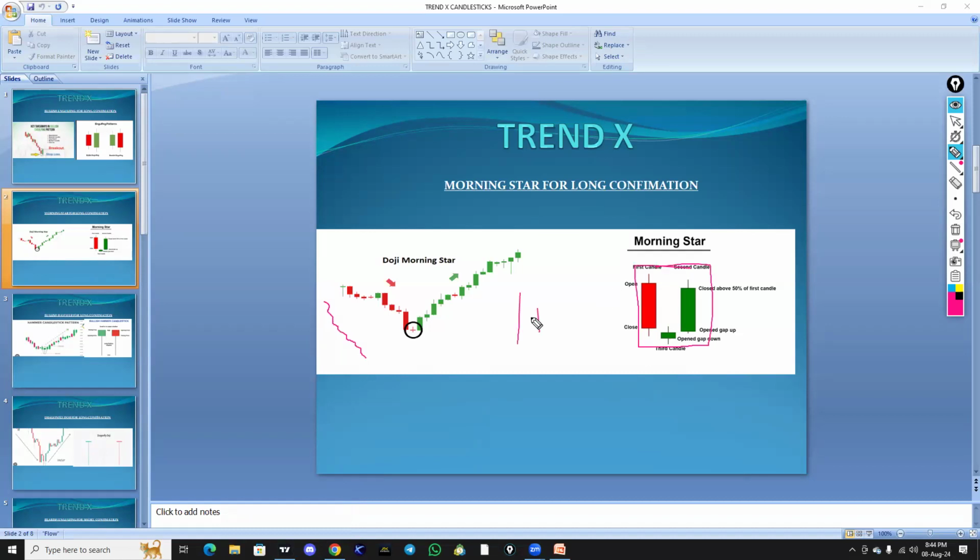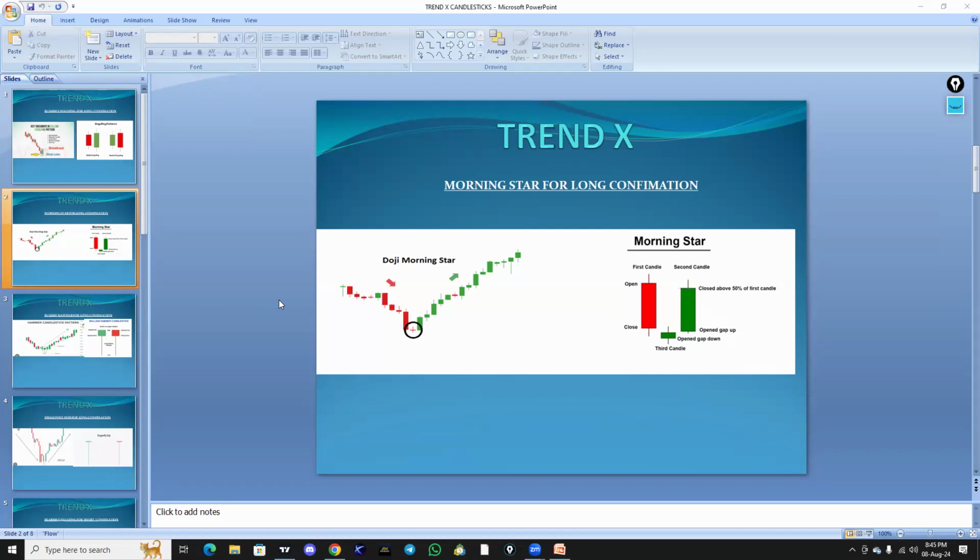Red candle, doji, and a green candle. If not, it will be a small red candle, but this doji and green candle is also valid. Sometimes we will see two dojis and one green candle. It's fine. Sometimes we see three dojis and one green candle. Okay, so when we see these, we say a morning star. When we see two dojis and one green candle, it is a double doji morning star. It should be a green candle, and we have to wait for this candle to close.